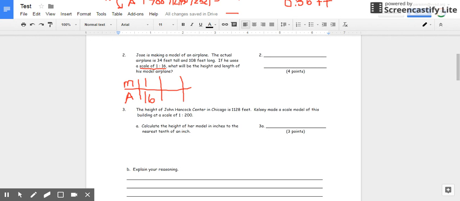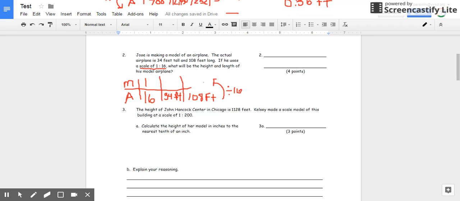It says Jose is making a model of an airplane. The actual airplane is 34 feet tall. So we have 34 feet in the denominator because that's the actual height of the airplane. And then it is also 108 feet long, so that's the length of the actual airplane. Now we're trying to find the height and length of the model. So we're going from actual to model. We're getting smaller, so we're going to be dividing by our scale factor of 16.